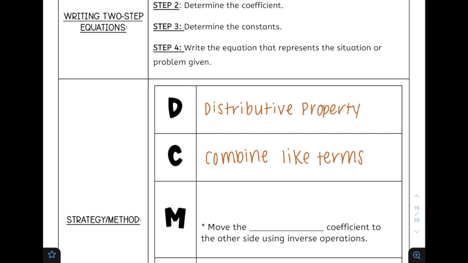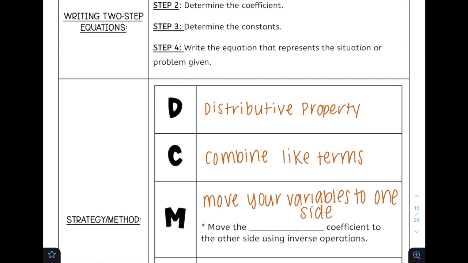Your next step is to move your variables to one side. This is just my suggestion. Again, you might have learned a different way. Move your variables. And you want to make sure that they're on one side. The whole idea is to get your variables on one side and your constants on the opposite side in order to then isolate your variable.